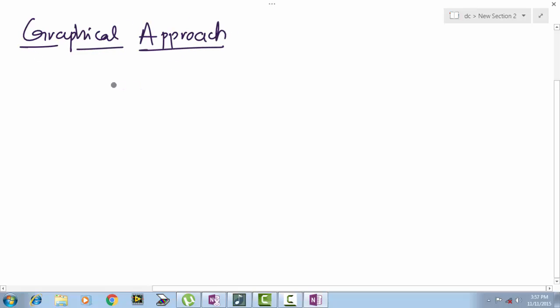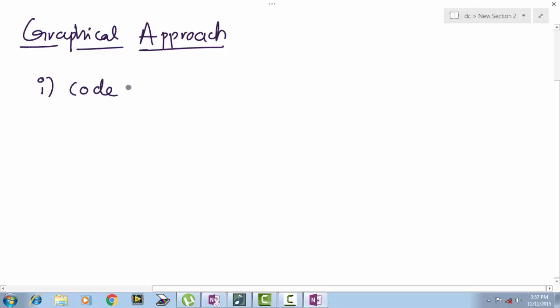Hi, good evening. In the last lecture, we discussed convolutional encoding using the transform domain approach, and in this lecture, we are going to discuss convolutional encoding using the graphical approach. So in the graphical approach, mainly we are having three things.